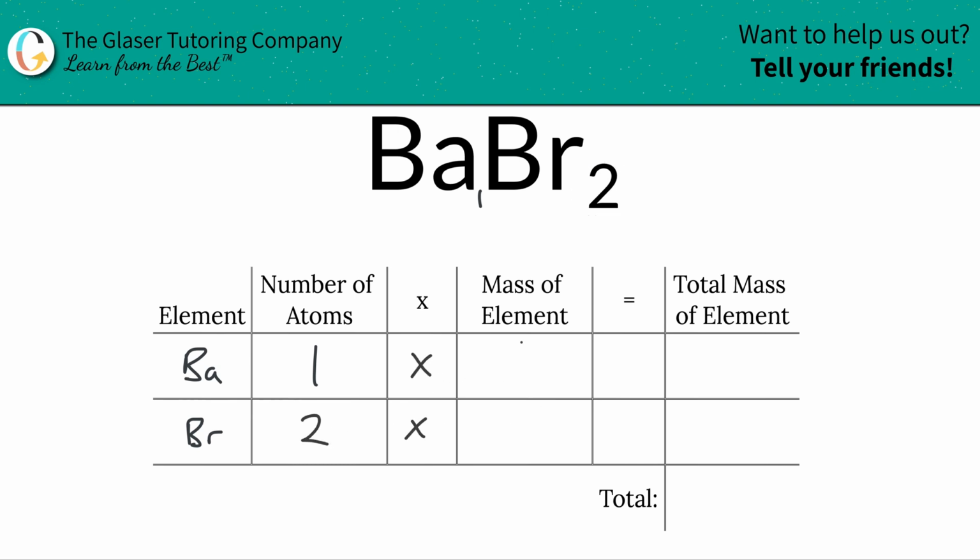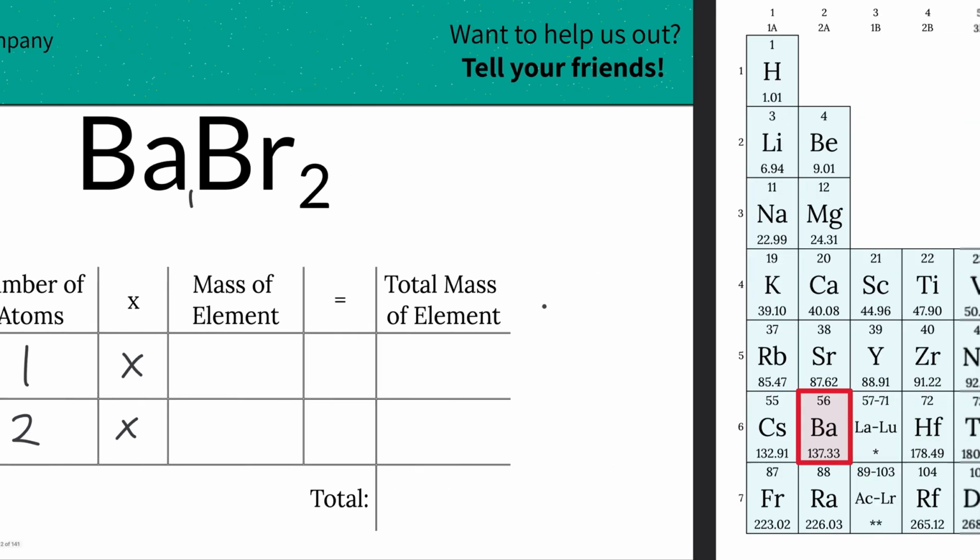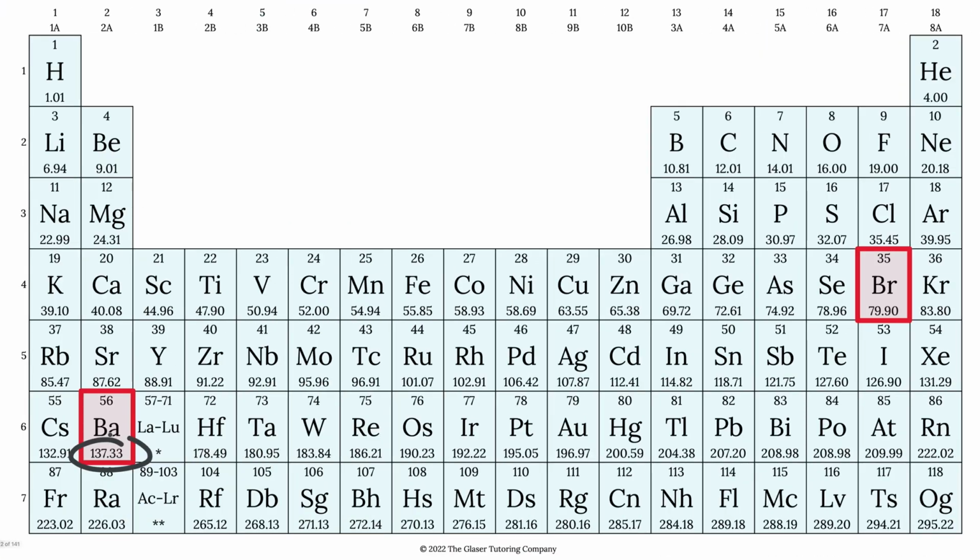Next, we're going to take those number of atoms and multiply it by the mass of each particular element. Now, this is where the periodic table comes into play. This is where we find the masses. So let's take a look. These masses here at the bottom of barium, 137.33, and bromine, 79.90, represent either gram per mole if you're finding molar mass, or AMU if you're finding molecular mass.